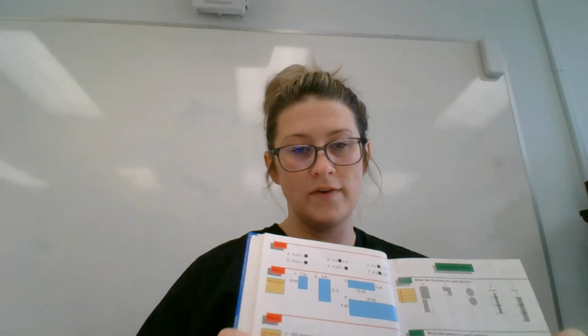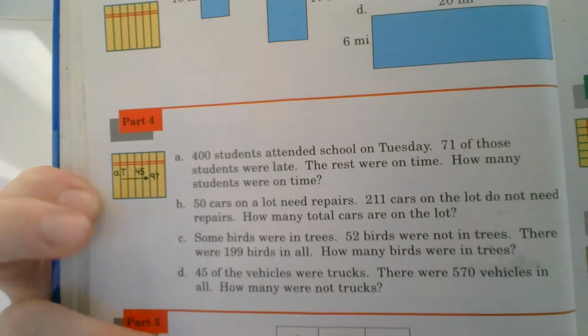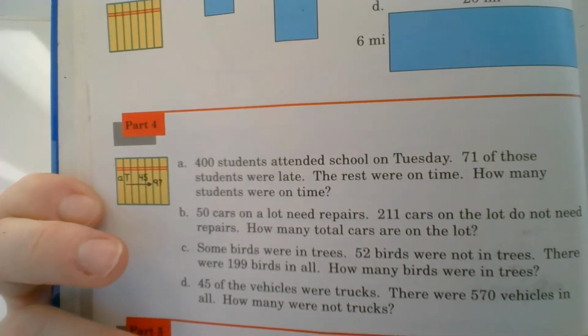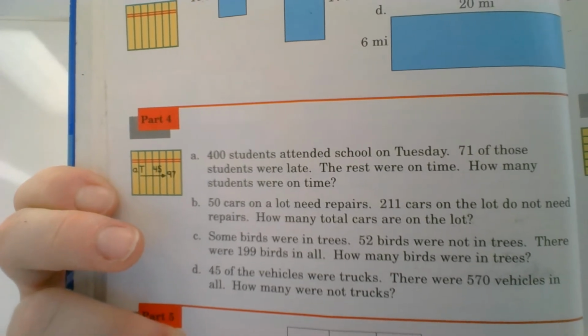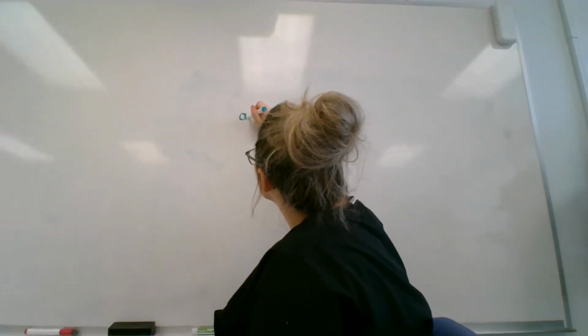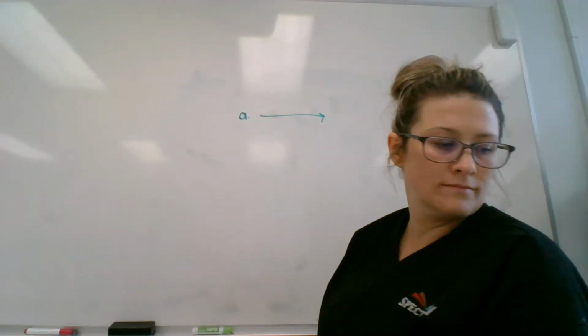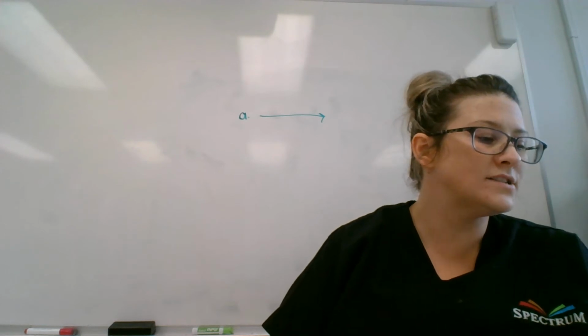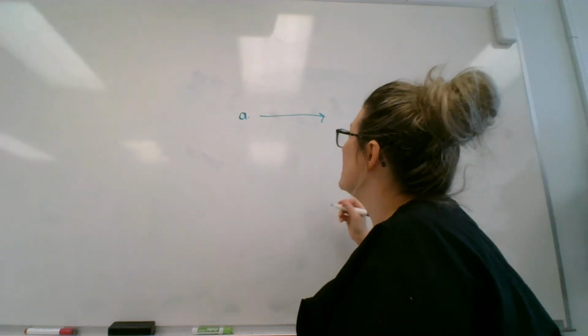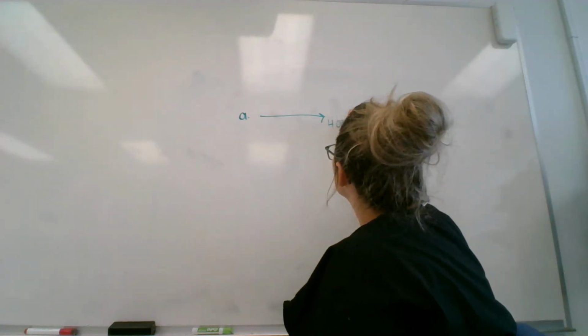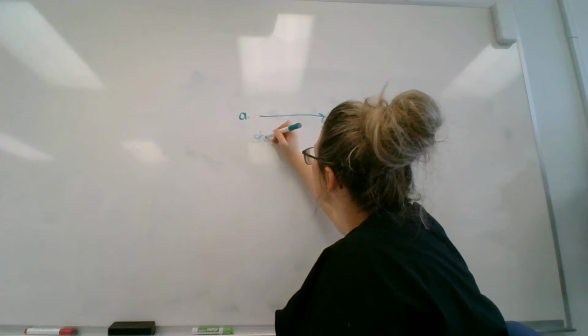All right, we're moving on to part 4. Okay. We're going to make number families that name the family and tell things about that family. All right, so problem A. "400 students attended school on Tuesday." So that tells me who I'm talking about and how many total. So I have 400 total students.